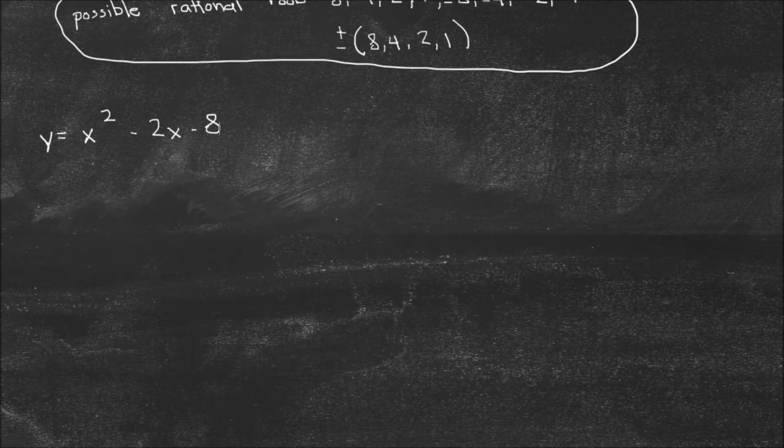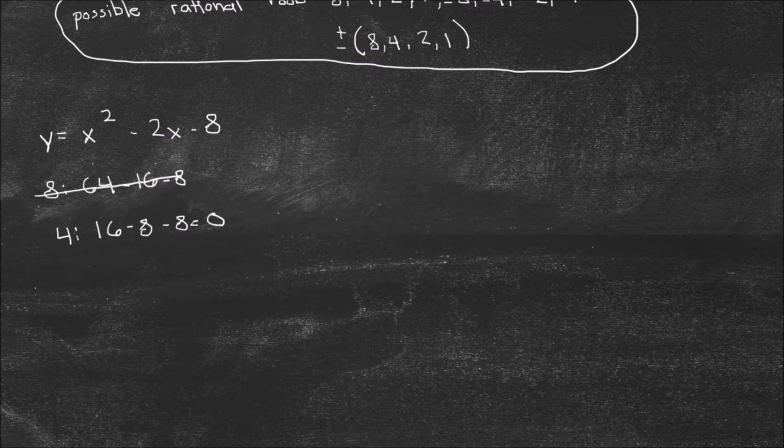Okay, and now I have a list of these possible rational roots. Now I just need to test each one individually. So I'll start with 8. So let's test 8 and see what I get. I would get 64 because it's 8 squared minus 2 times 8 is 16 minus 8. That's not going to give me 0. So 8's not a root. Let's try 4. 16 minus 2 times 4 is 8, minus 8 equals 0. That looks good. That's a rational root.